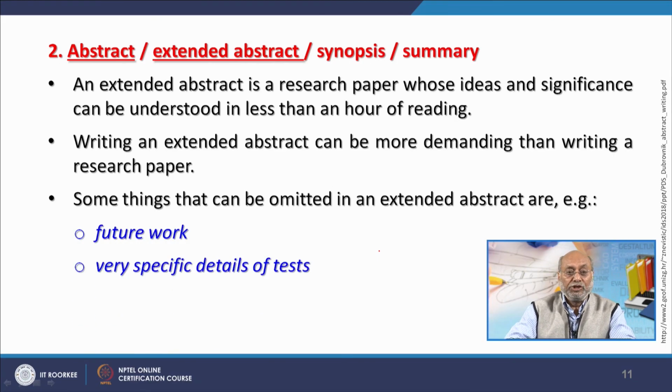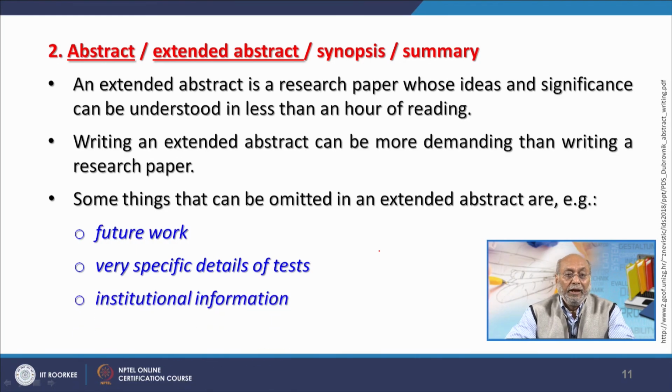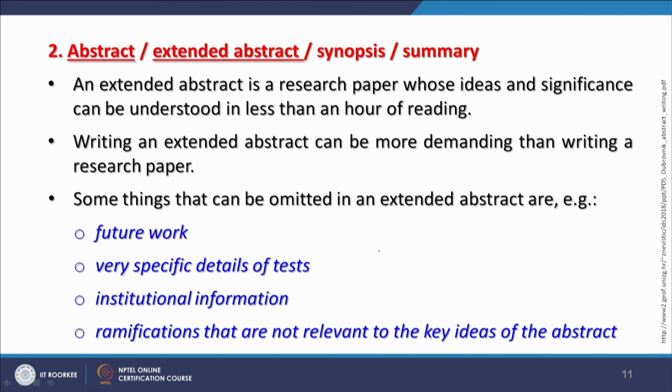You have used a certain instrument, you have done the test. Now you do not want to give too much detail about that, because those details can only be provided in a complete or full manuscript. Institutional information, where these things have been done, who has sponsored and other things, can also be avoided because of page limits. And ramifications that are not relevant to the key ideas of an abstract can also be avoided.